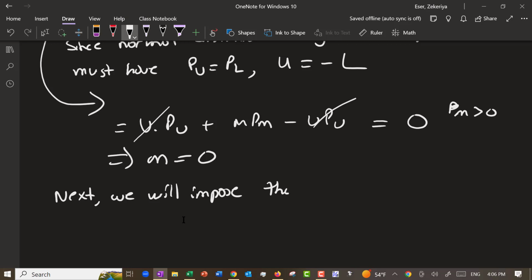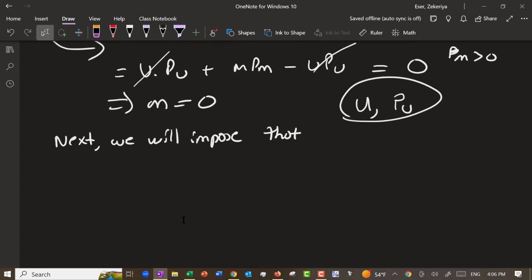Next, we will impose that. Now we don't know only 2 things, okay? We need to know U and we need to know PU. Because if I know U, I know L, which is negative U. If I know PU, I know PL, which is PU, and PM is by definition 1 minus 2 times PU. So I need to solve 2 equations.